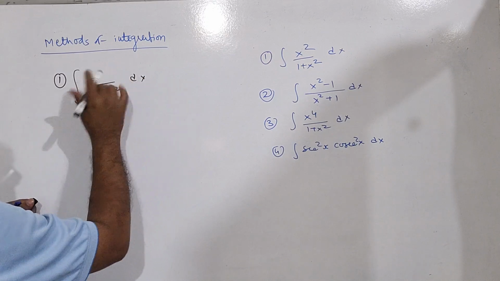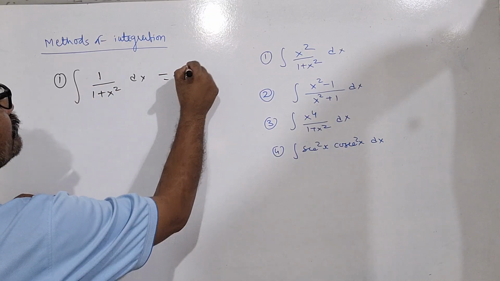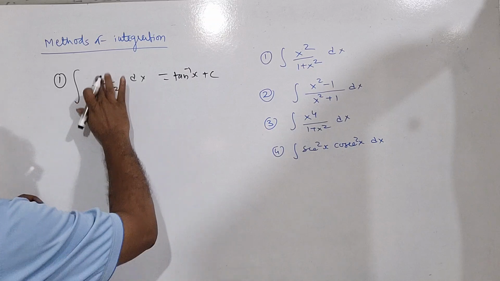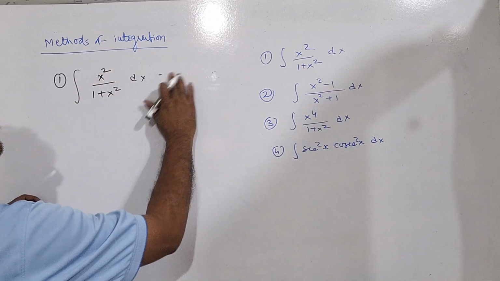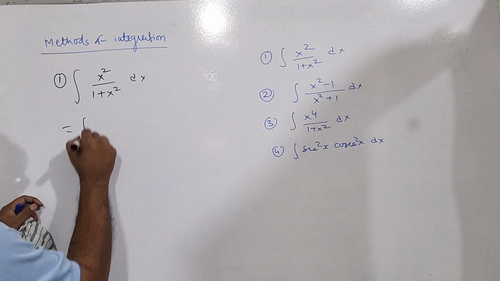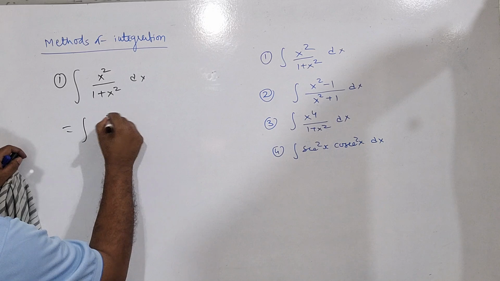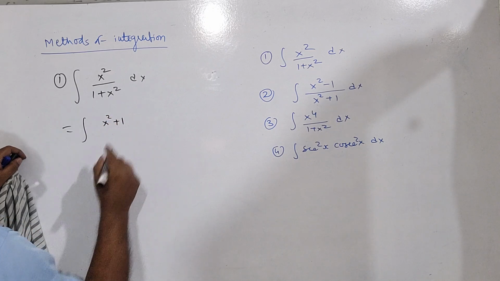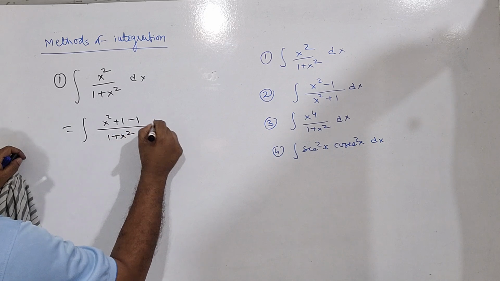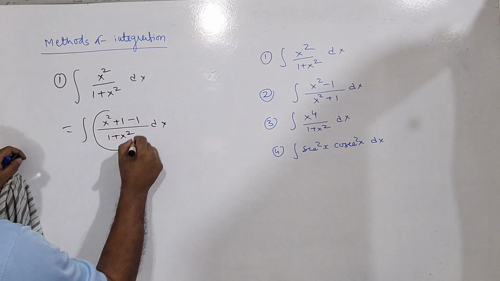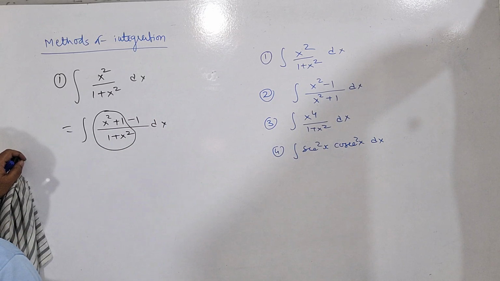If it is simply 1 upon 1 plus x square dx, it is our standard integration, and that is tan inverse of x plus c. But here, what is there? x square. So now how to integrate this? For that, I have to make some transformation. What is that? If I add 1 and subtract 1, then this is 1 and another one is minus 1 upon 1 plus x square.